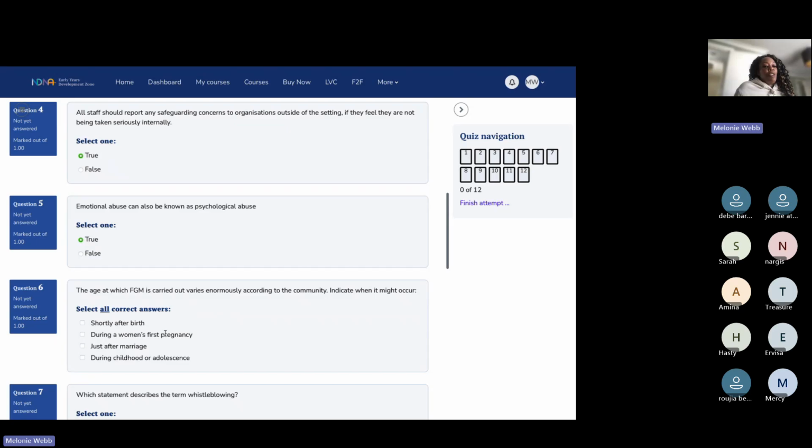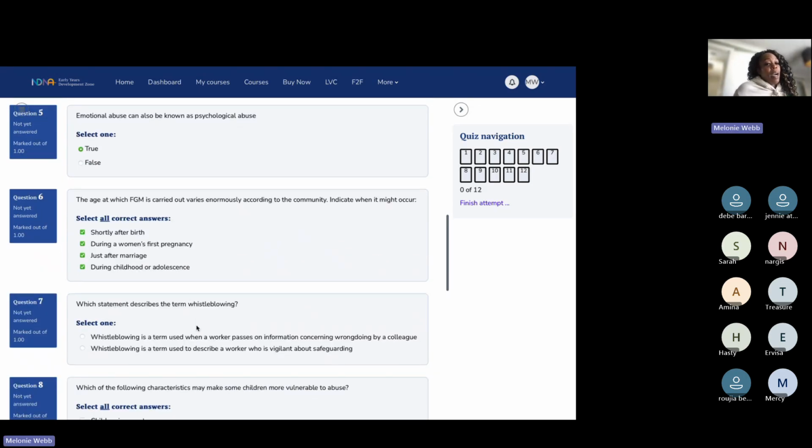The age at which FGM is carried out varies enormously according to the community. Indicate when it might occur. Shortly after birth. Just after marriage. First pregnancy. During childbirth. Yes, all of them. It's all of them.